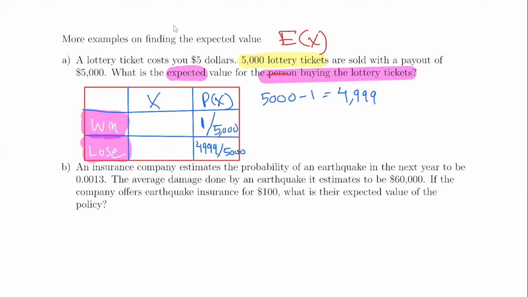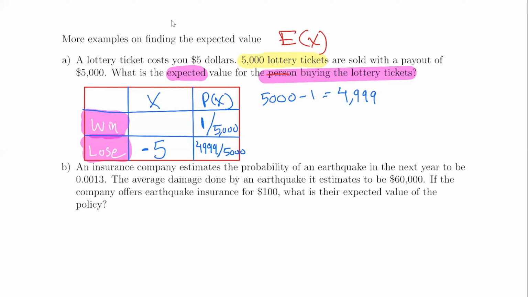Any questions so far on the probability of this person winning or losing? Okay, so let's go over the X value. The X value is going to correspond to the net winning or the net losing. We're going to start off with losing. If the person loses, they're out $5. So we're going to put negative $5 there. They're out that much money. So you put negative 5.